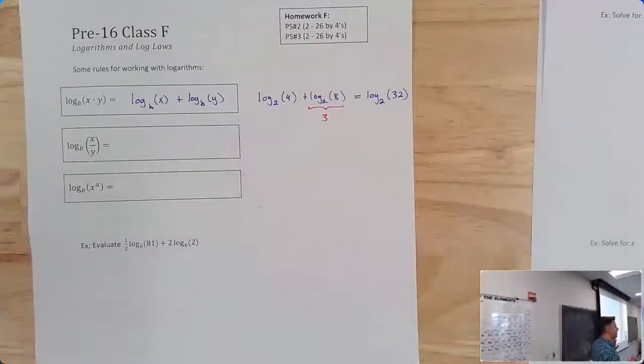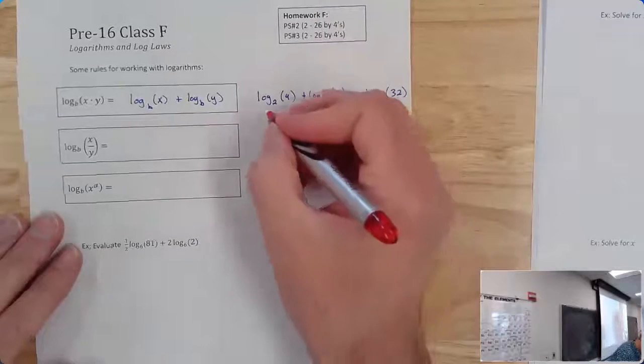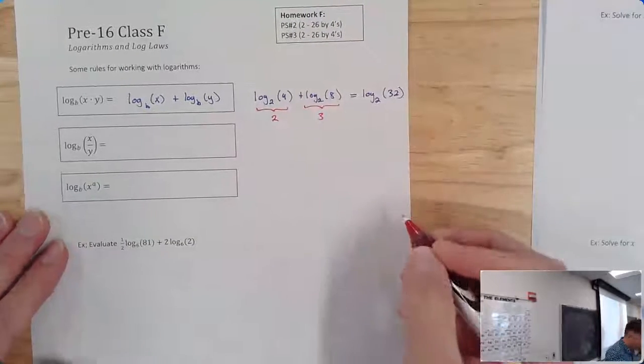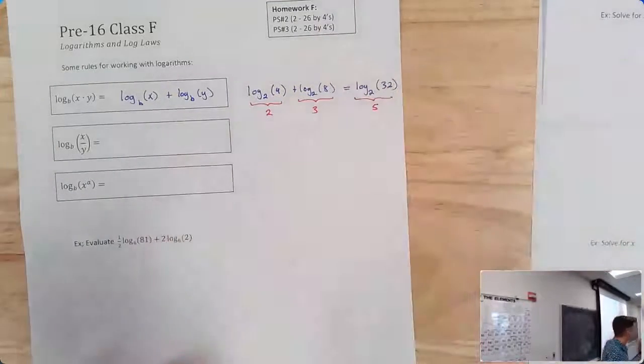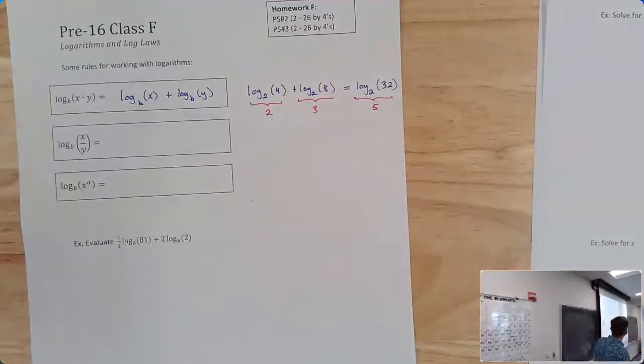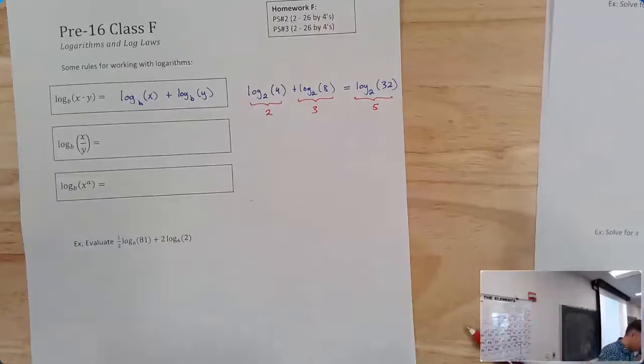Log base 2 of 4 is always the one that can be a little misleading. It's not that 2 times 2 is 4, although it is. It's that 2 to the second power is 4. So log base 2 of 4 is 2. And log base 2 of 32 is indeed 5, because 2 to the 5th is equal to 32. So that makes sense. 2 plus 3 is 5. Log base 2 of 4 plus log base 2 of 8 is log base 2 of 4 times 8.